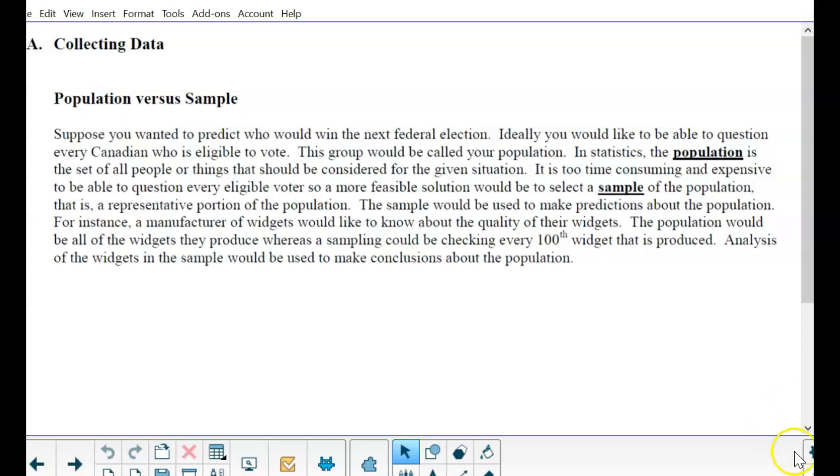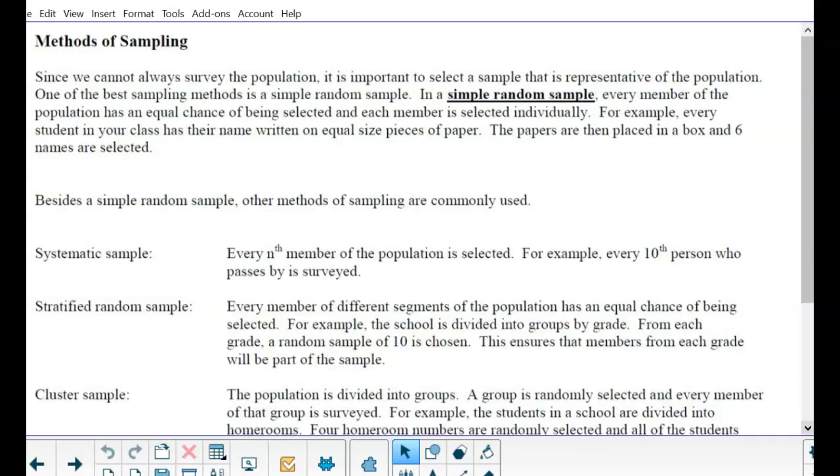Since we cannot always survey the population, it's important to select a sample that is representative. One of the best sampling methods is a simple random sample. In a simple random sample, every member of the population has an equal chance of being selected, and each member is selected individually. For example, every student in your class has their name written on an equal sized piece of paper. The papers are then placed in a box and 6 names are selected.